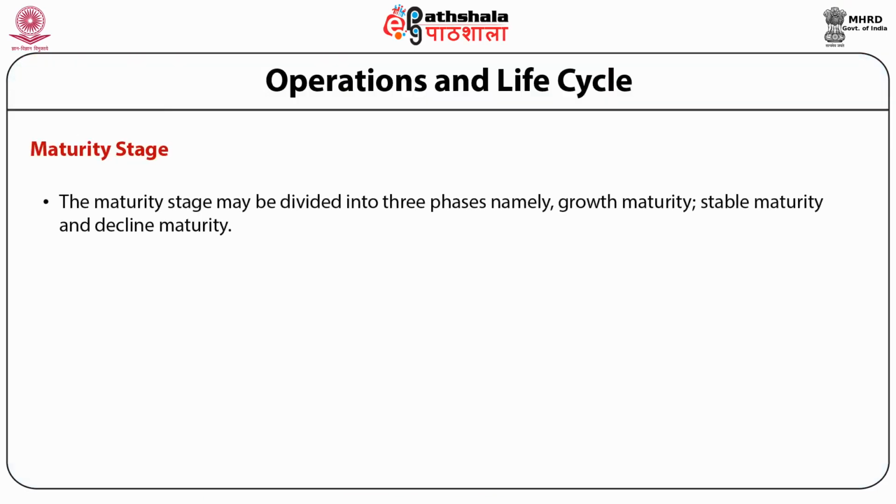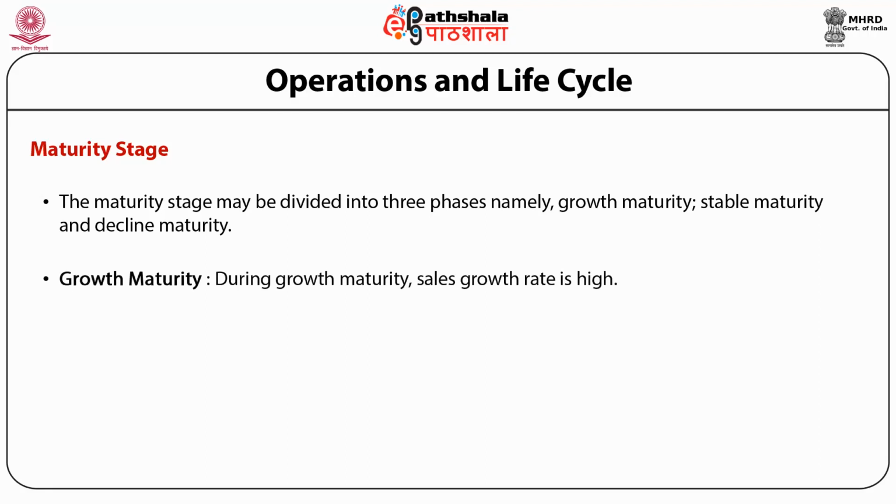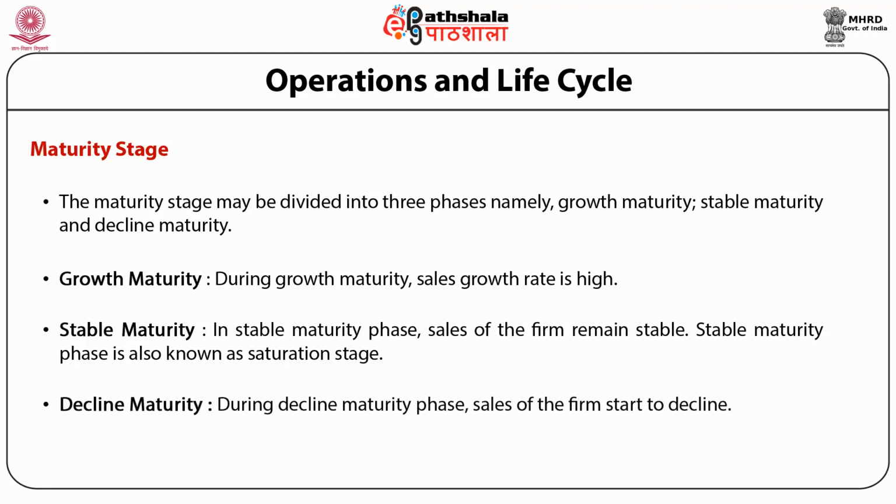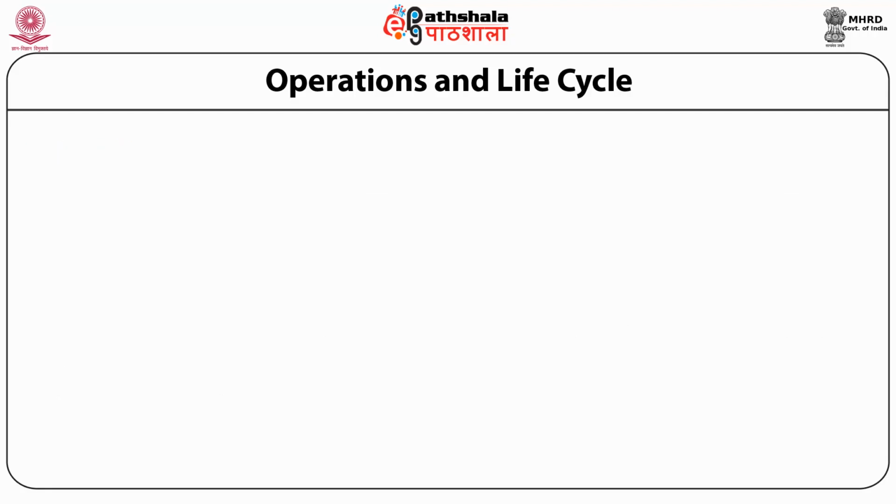The maturity stage may be divided into three phases, namely growth maturity, stable maturity, and decline maturity. Growth maturity: during the growth maturity phase, sales growth rate is high. Stable maturity: in the stable maturity phase, sales of the firm remain the same. The stable maturity phase is also known as the saturation stage. Decline maturity: during the decline maturity phase, sales of the firm start to decline.